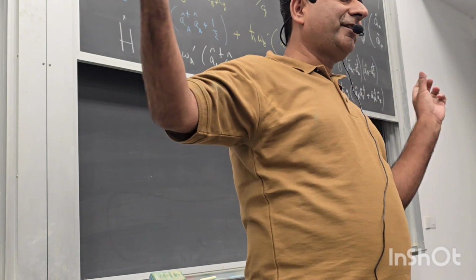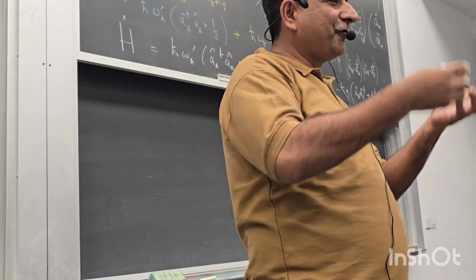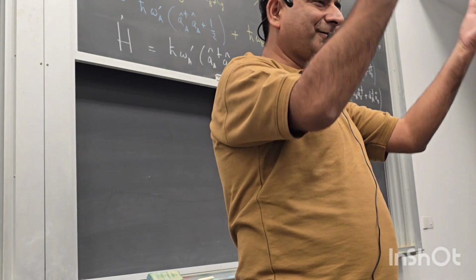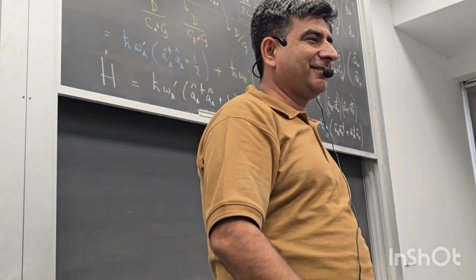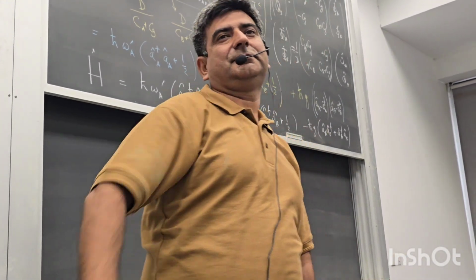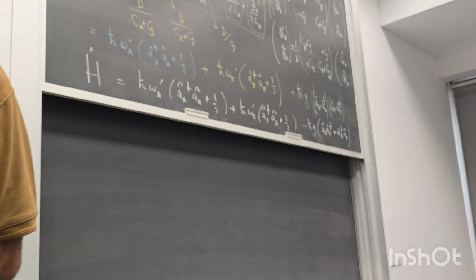Here we have a field operator and an atom, because we have a field and an atom. Now we have two fields. We have two bosonic fields, two harmonic oscillators, and we are coupling the two together. G.